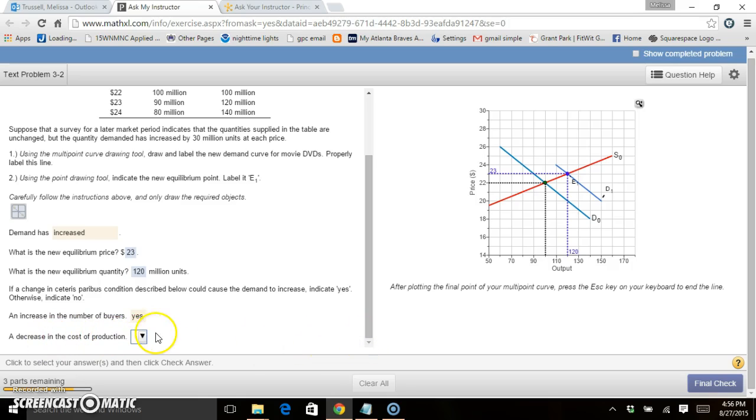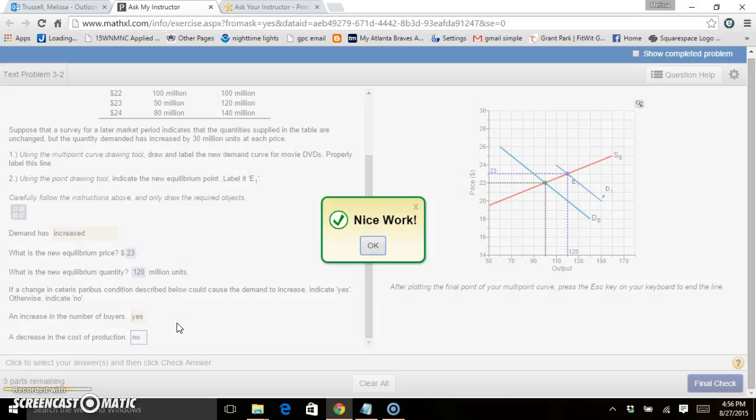And a decrease in cost of production. So if it costs less to produce something, is that going to increase our demand? And remember, it's generally a good rule of thumb to remember that cost and price don't change demand or supply. They change quantity demanded, perhaps, or quantity supplied, but they won't shift the entire demand curve. So the answer there is no.